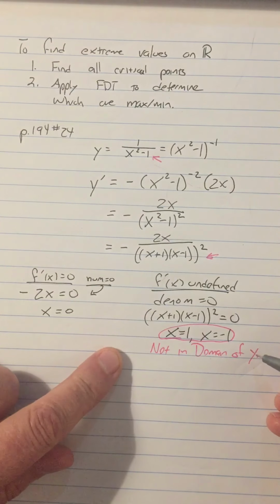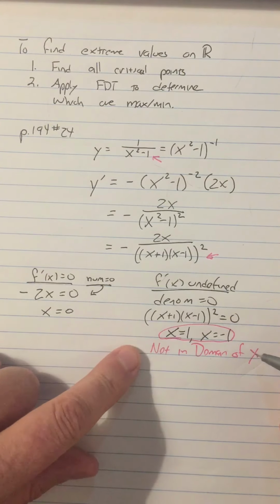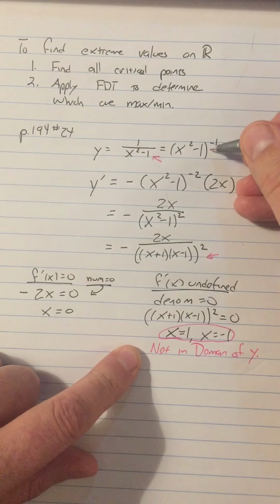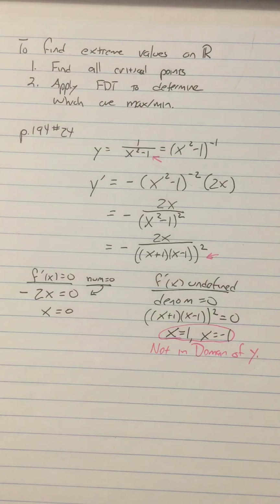So an f prime undefined value is only going to be a critical point if it is not in the domain of y prime, but it is in the domain of y. We'll see more examples of that going forward. All right, so the result of that is that these two are out.